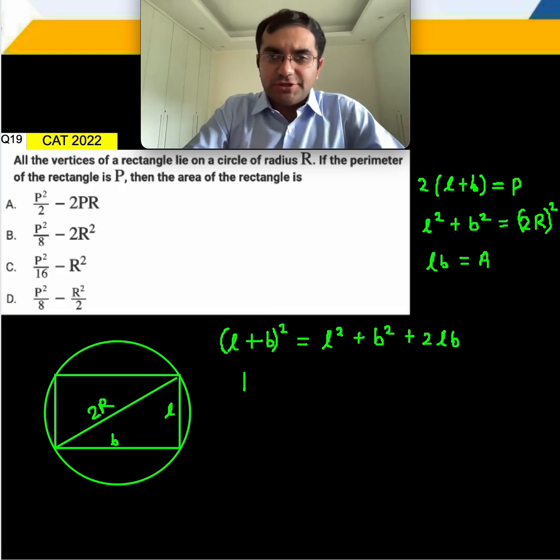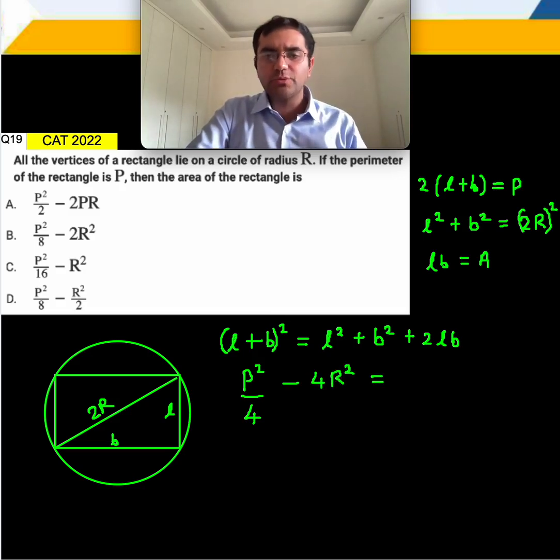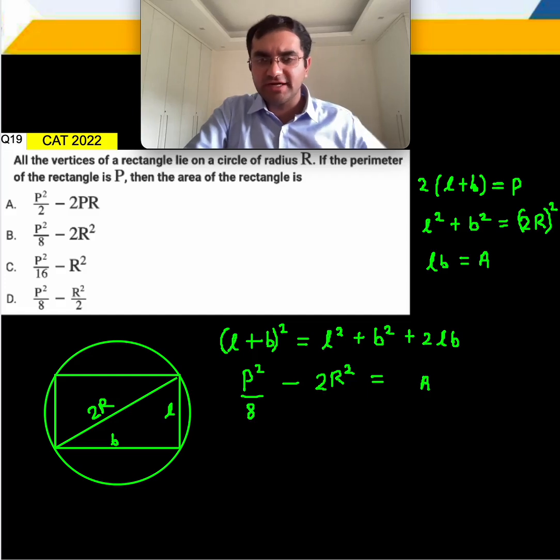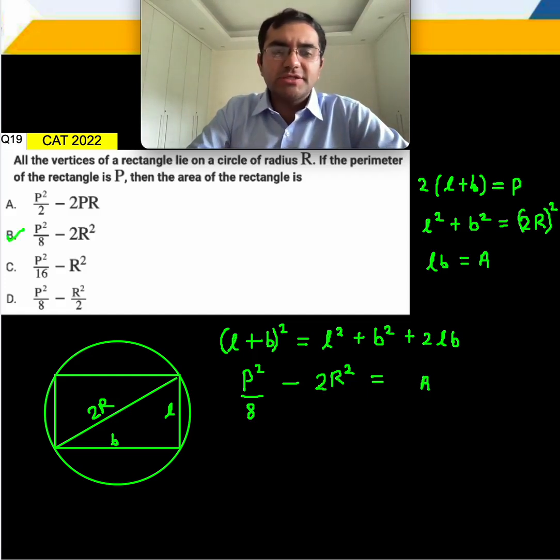So I substitute L plus B becomes P by 2 whole square, which is P square upon 4. And then L square plus B square becomes 4R square, which is equal to twice of the area. And I need area A. So let us divide the whole equation by A and आपका आंसर आ जाएगा. यहाँ क्रॉस मल्टीप्लाई करेंगे 2 से. 4 will become 8 and this 4, second 4 will become 2. So your answer turns out to be B part for question number 19.